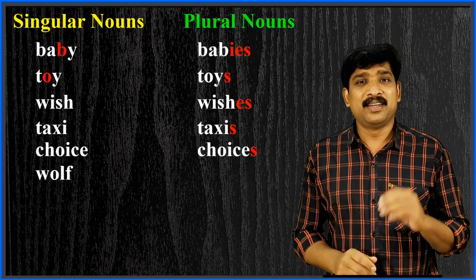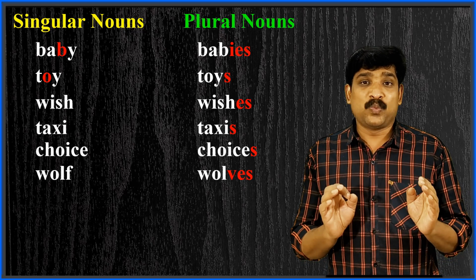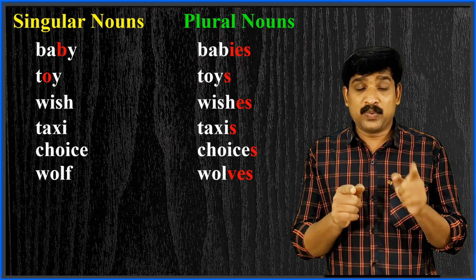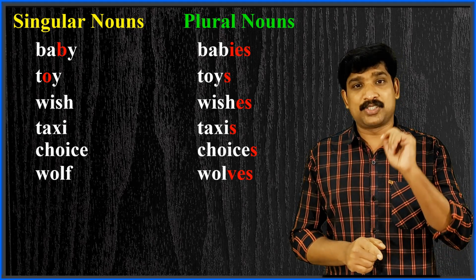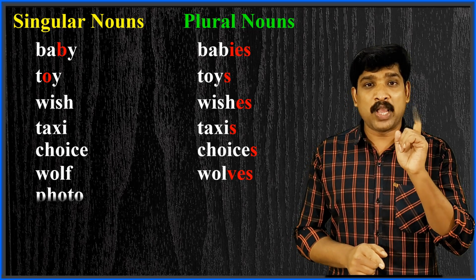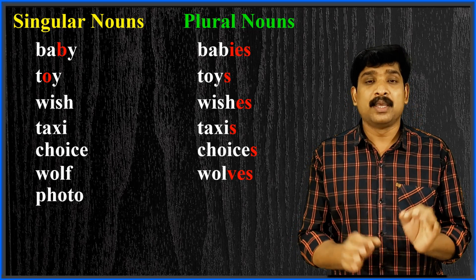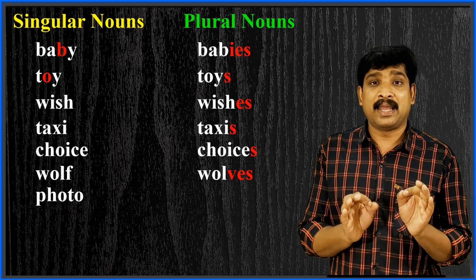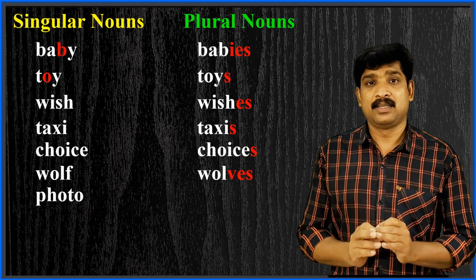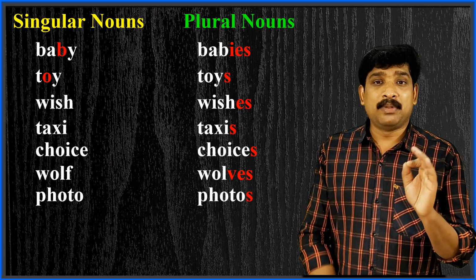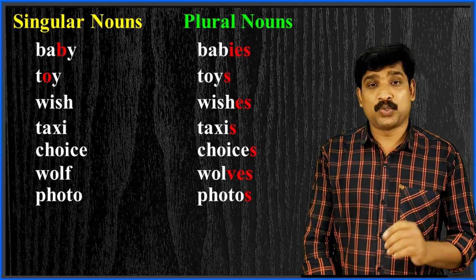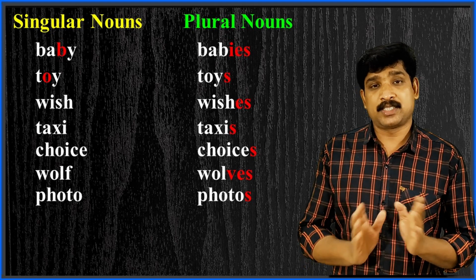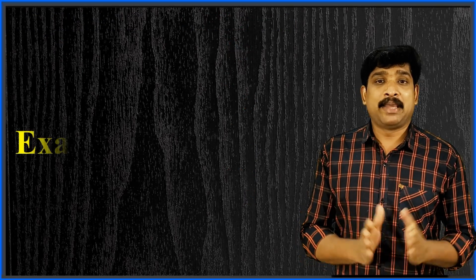Then we have the word wolf. It's a word ending in F. Is it a word with VES? It is. WOLVES, wolves. And finally, photo. Now remember the words ending in O, you can add ES or simply S. Well, with photo, you simply add an S. Photos, PHOTOS. Now let us move on to some example sentences.